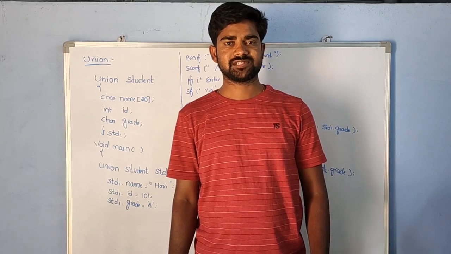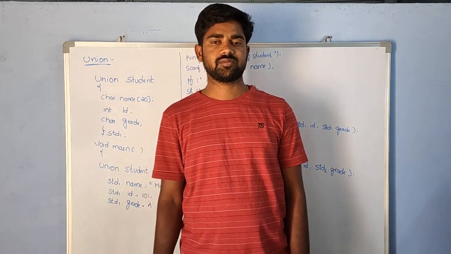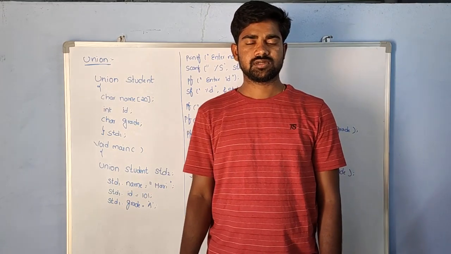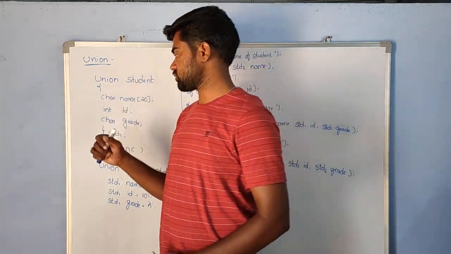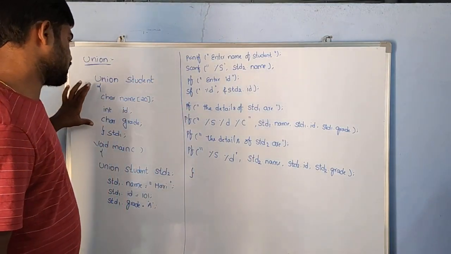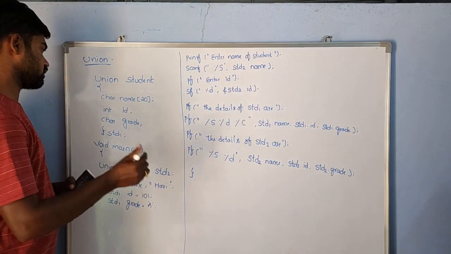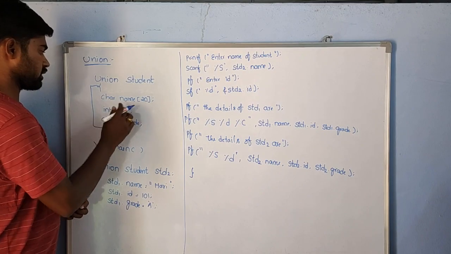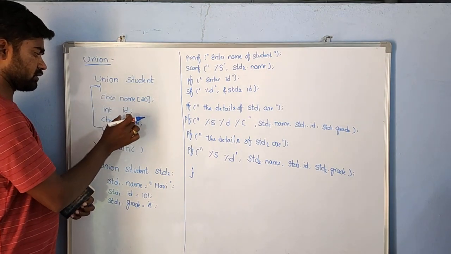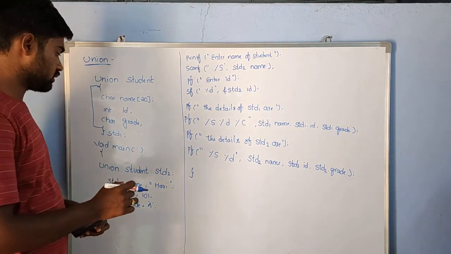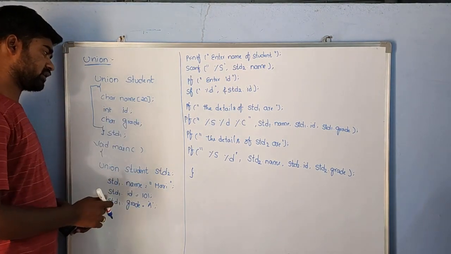Hi everyone, in this session we will see an example program for the union. So we are creating the union for the student. Here we have different data members. What are the data members here? Name, ID and grade. Name is type character, ID is type integer and grade is type character.